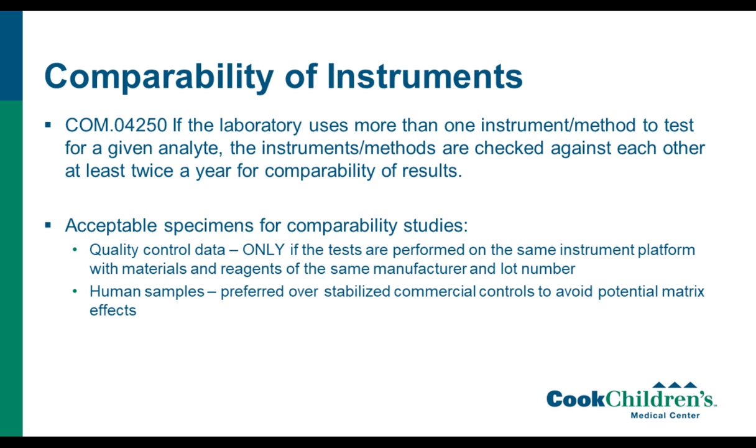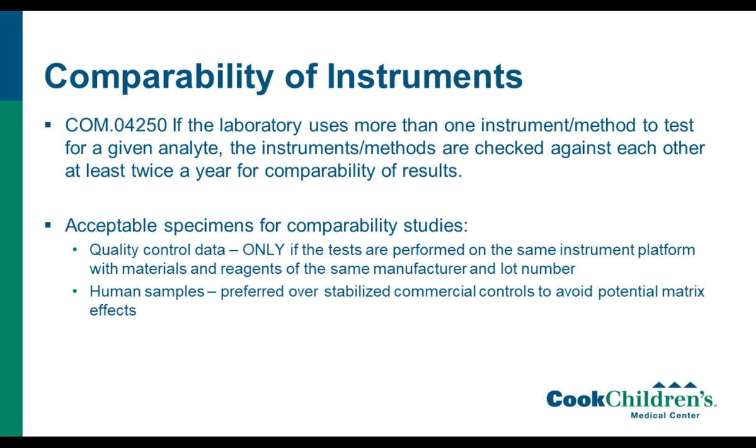As far as what you can use for comparability studies, if you are only testing on the same instrument platform, so for example, if you use the DiaSorin molecular Liaison instrument and you have 2 of them, 3 of them, but it's all on the same instrument platform, you can actually use quality control data as your comparability data. As long as the reagents are of the same manufacturer and lot number, you actually can just use the quality control data from your daily runs to compare and show that the instruments are comparable.